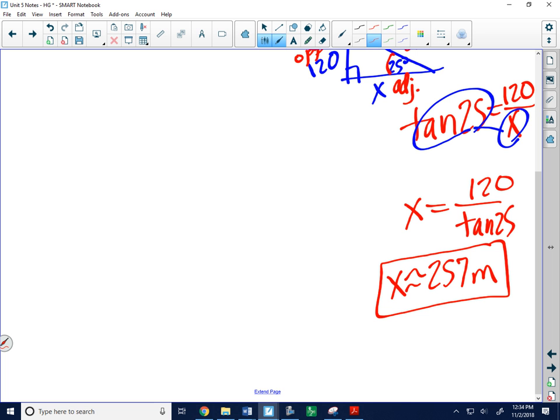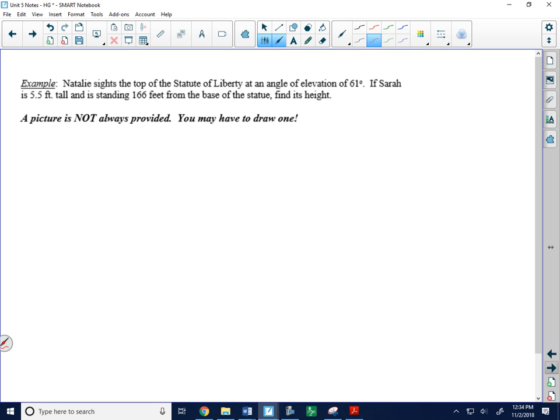Okay, that's our first one. I want to do two more today. Any thoughts on that one? Now, the next one has no picture, so I'm going to draw a picture. It's all about carefully drawing it and labeling it, and then it's the trig problem.